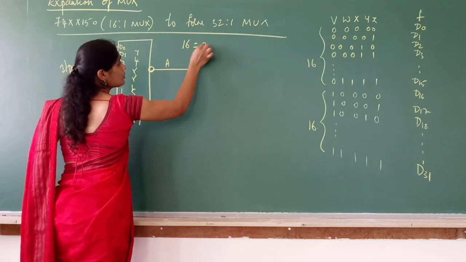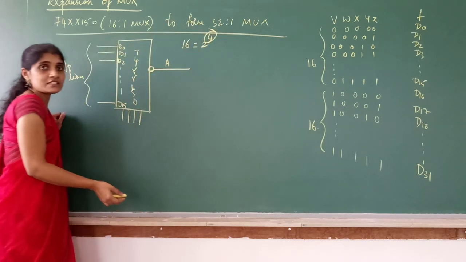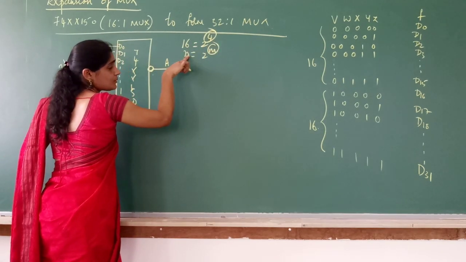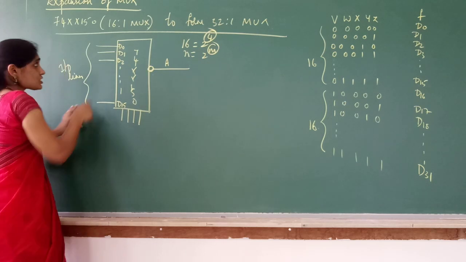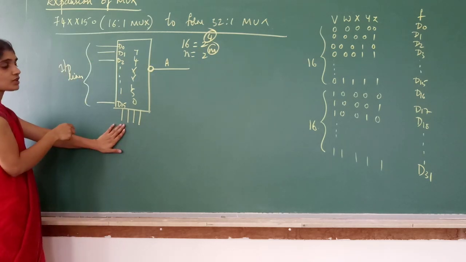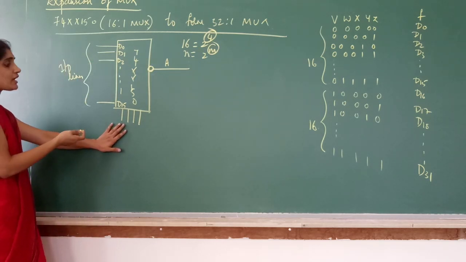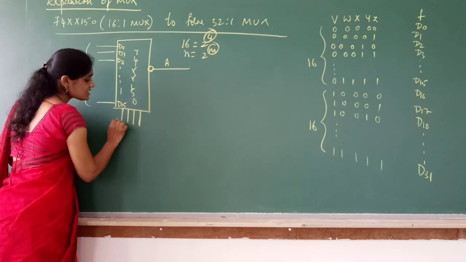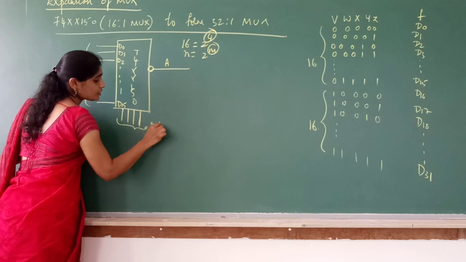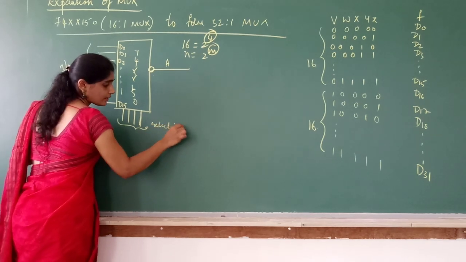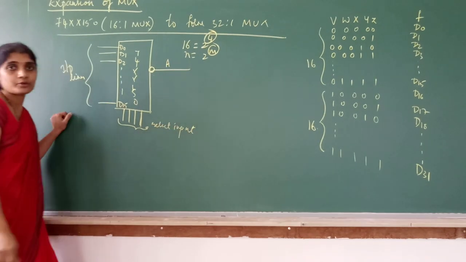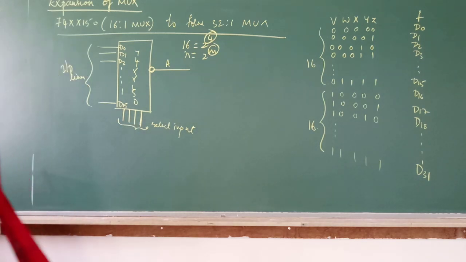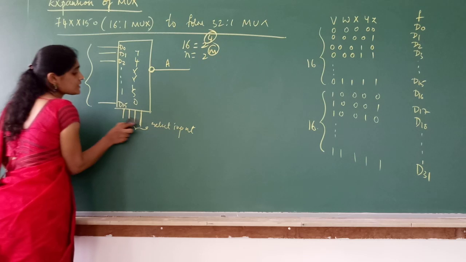16 is equal to 2 power 4, so 4 select inputs. n is equal to 2 power m: if n is the number of input lines, m will be the number of select inputs. So this is the select line, select input. Let me call these W, X, Y, Z.